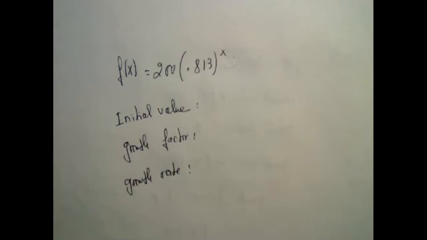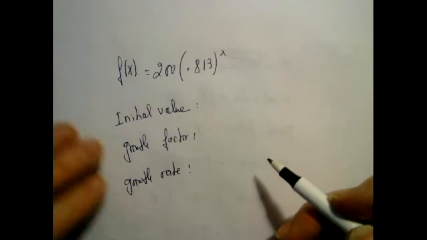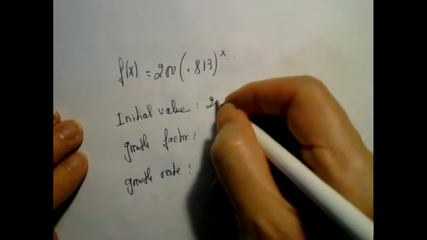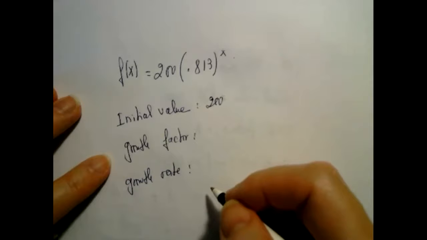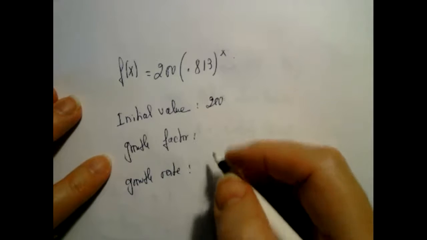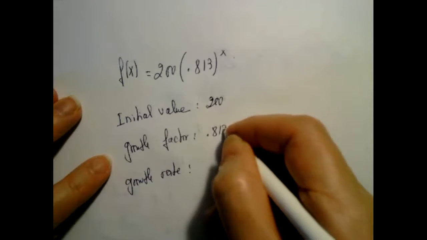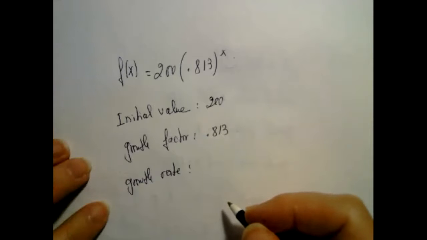Yeah, I'm just working on it now. I'm kind of slow. Okay. What's the initial value? Initial value is 200. Okay. What's the growth factor? 0.813. And what's the growth rate?